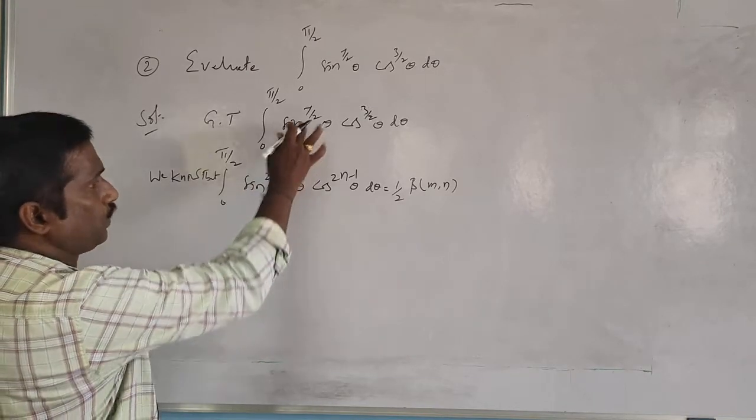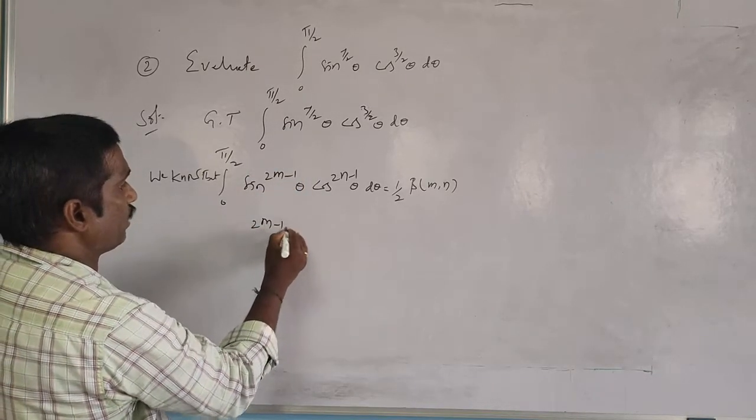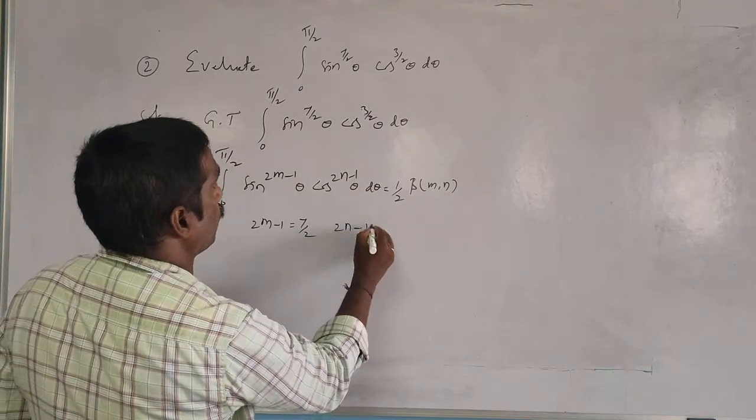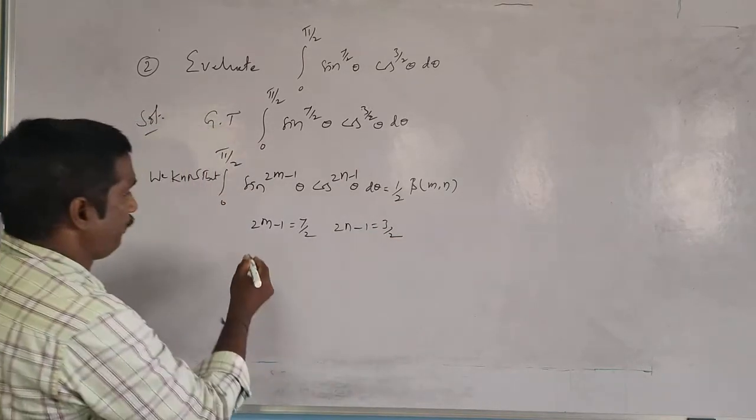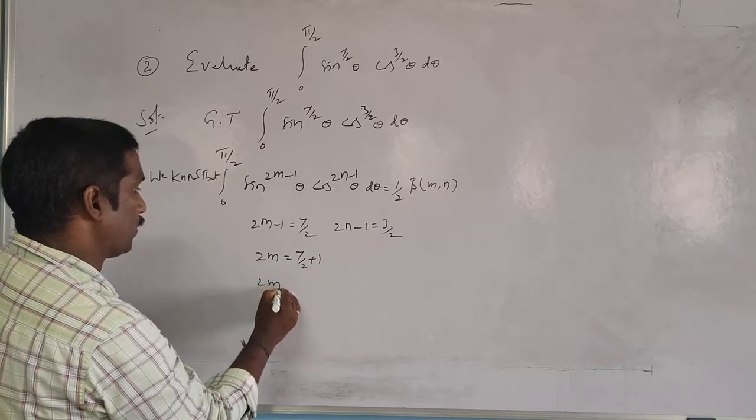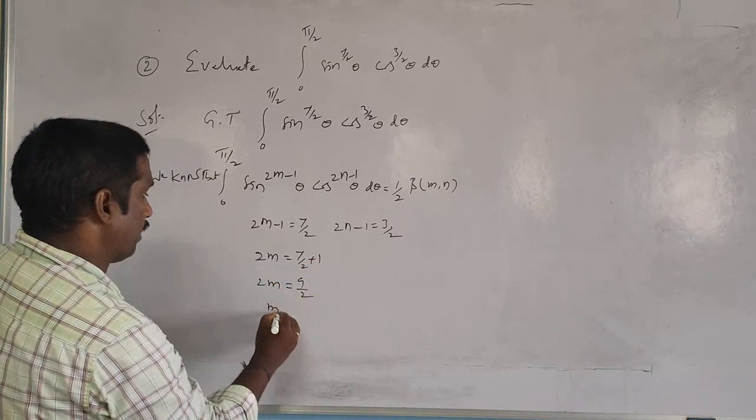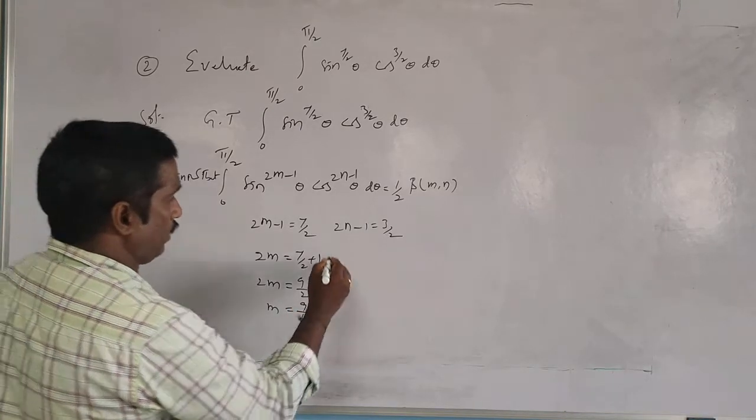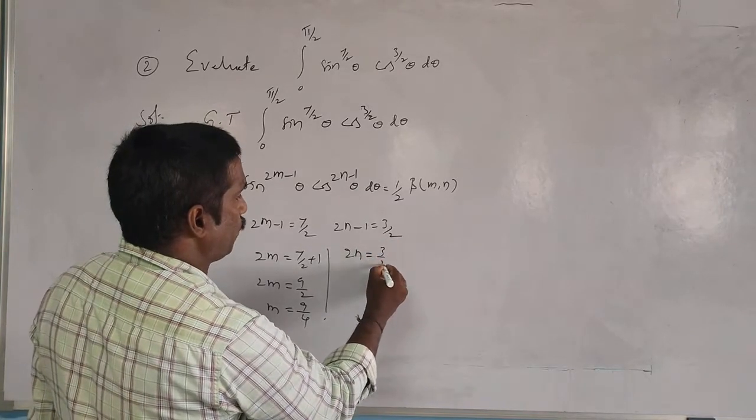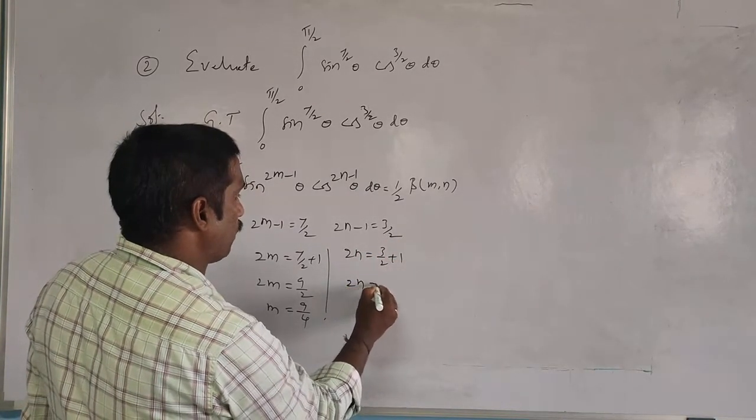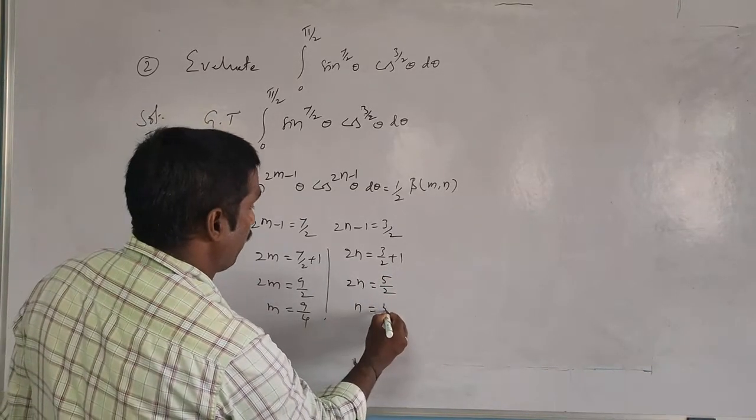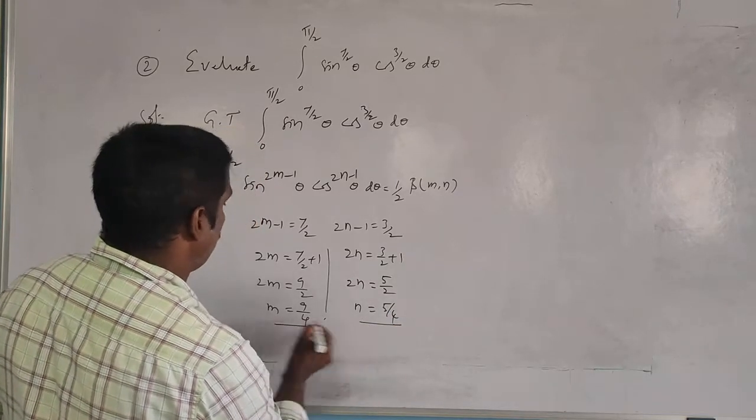So here 2m minus 1 equals 7 by 2 and 2n minus 1 equals 3 by 2. So 2m equals 7 by 2 plus 1, 2m equals 9 by 2, then m equals 9 by 4. So 2n minus 1 equals 3 by 2, 2n equals 3 by 2 plus 1, 2n equals 5 by 2, then n equals 5 by 4. So these are the m value and n value.